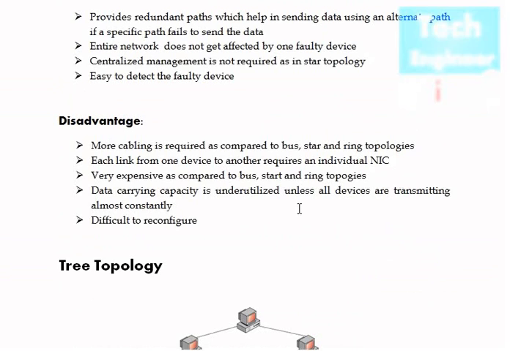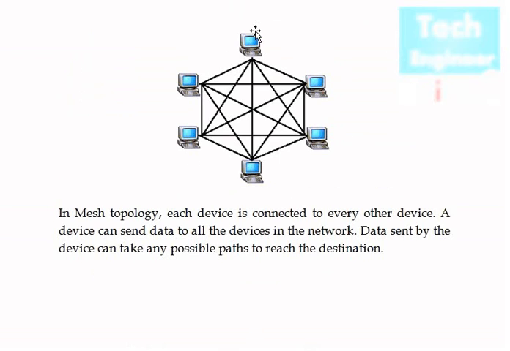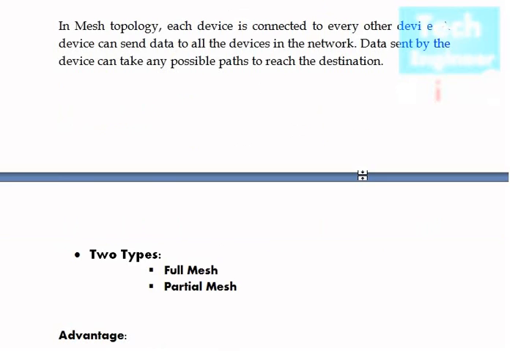Data carrying capacity is underutilized unless all devices are transmitting almost constantly. Otherwise, if any of the devices start losing and are not able to provide data, the network will get slow. Difficult to reconfigure. You can see it's like a spider web. So that's the reason it's very difficult to reconfigure if one of the links gets damaged.